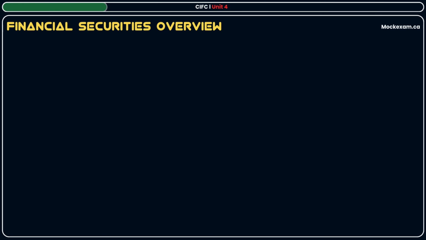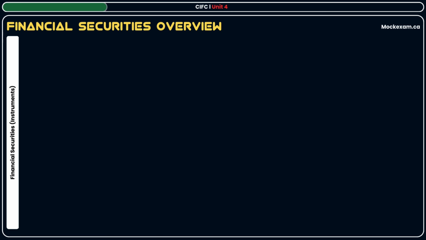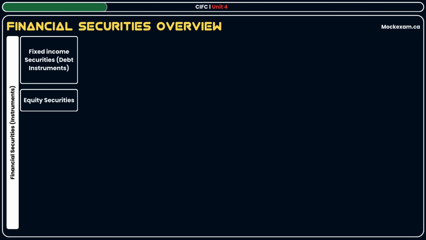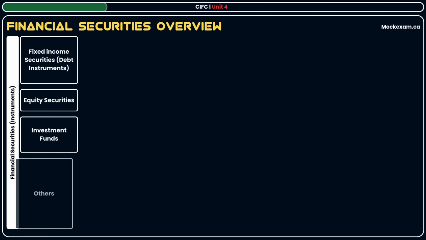In this lecture, we're going to dive into different types of financial securities. Let's get to it. There are four different types of financial securities: fixed income, or the other name is debt securities, equity securities, investment funds, and the others. So this others include every other securities that are not categorized in the first three types. Let's get to fixed income securities.